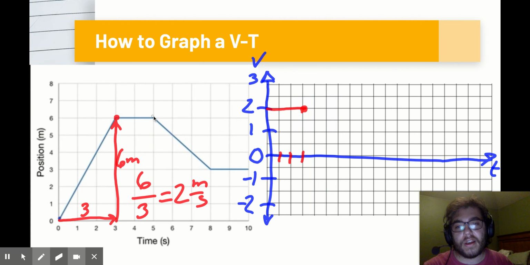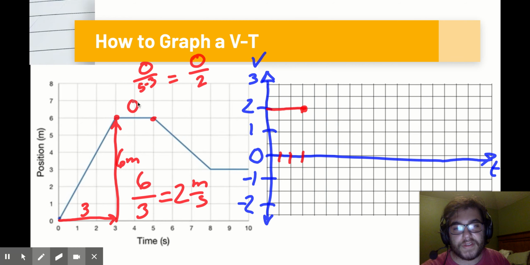Now we come over to here for the next 2 seconds. From 3 to 5, we do 0 rise divided by 5 minus 3, which is equal to 0 over 2. So for this region, we have 0 meters per second. One of the most common errors in this class is people trying to calculate the average velocity of the total time, but all we're worried about is the average velocity of this region of time.